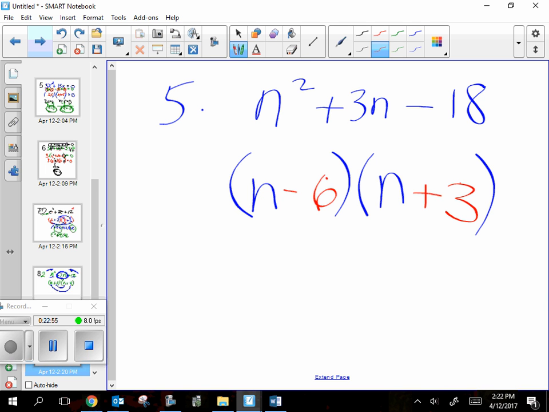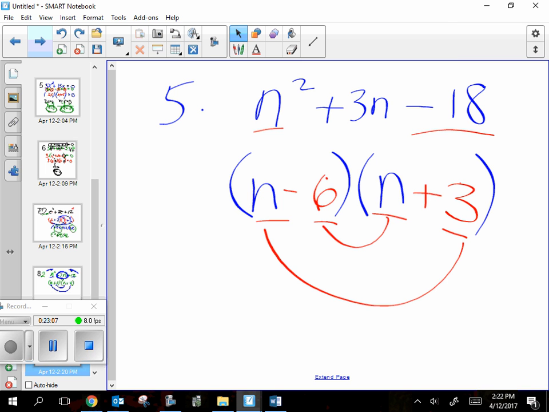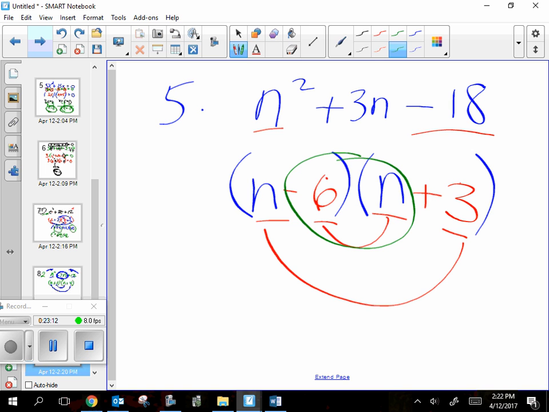I'll do it quick. Remember me saying that I can kind of cheat by going like this? N times n makes n squared, and 6 times 3 makes 18, so I already did them. And then you make the giant evil smiley face. Watch what happens. The outside makes 3n, the inside makes negative 6n, that makes negative 3n. That's the opposite of what I wanted. So I screwed up something. What do you think I screwed up?